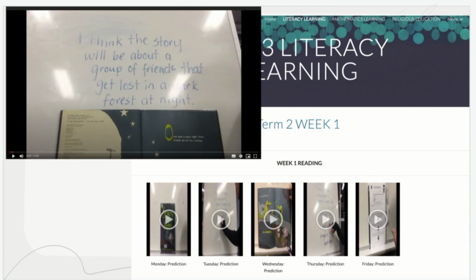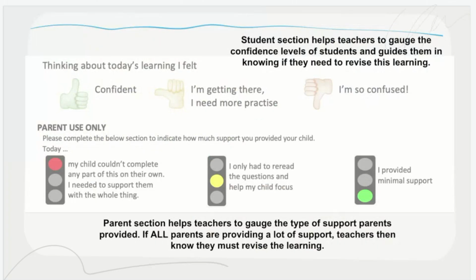And those videos are also stored on your child's website. So Kindy 1, 2, and 3 have their own learning website, and then primary, they have Google Classroom. So those videos will be stored in Google Classroom. But it's important that you scan that QR code, because that's the only way you're going to get to the video. And then you'll notice also there are 2 sections here.